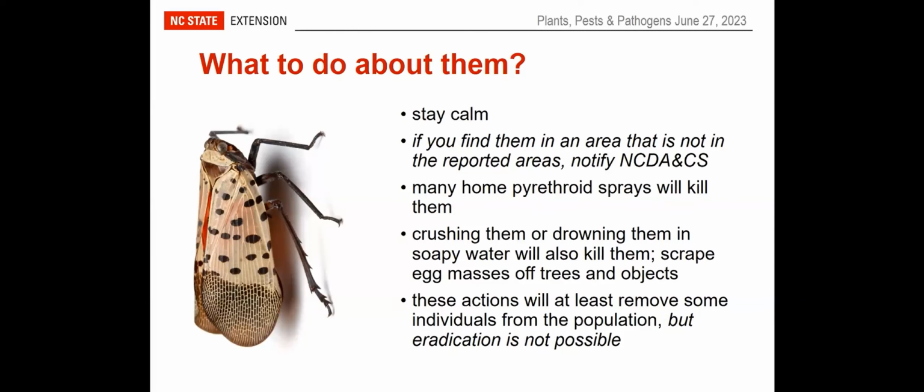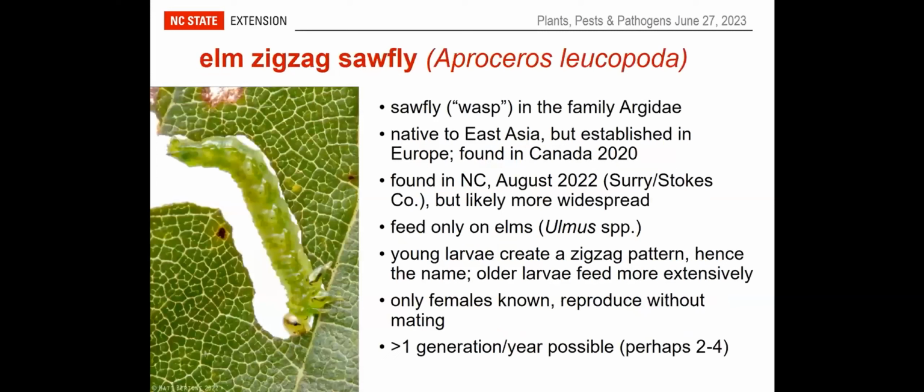Okay, now moving on to the next one. The next thing we found last year was the elm zigzag sawfly. This is a sawfly, or a wasp, in the family Argidae. It's native to East Asia, but it was established in Europe recently and then found in Canada in 2020. In North Carolina, it was found in August of 2022 in Surry and Stokes County, but it's likely more widespread.